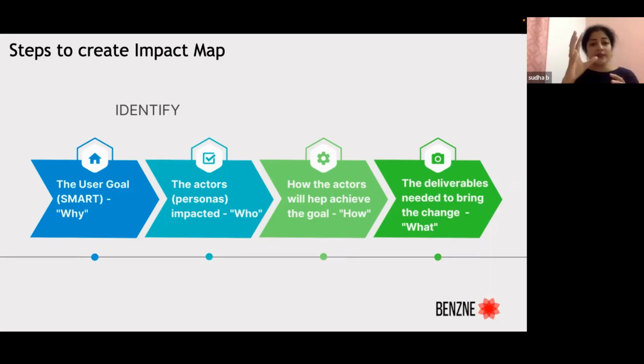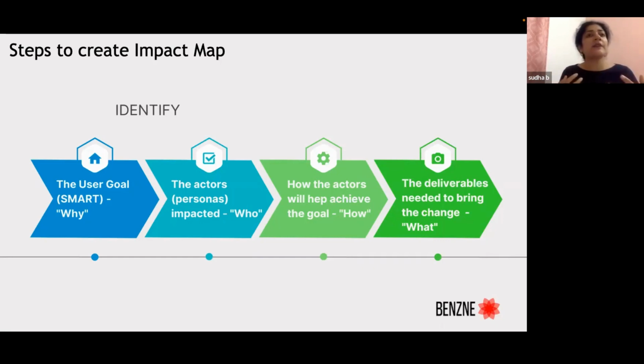So the first question that you have to answer in your collaborative session or in your workshop is, bring everybody together, your product owner, business stakeholders, business analysts, developers, and figure out the bigger picture. Why are we doing it? What is the organization going to get out of it? That's the why part. And the why part should be SMART, very specific.